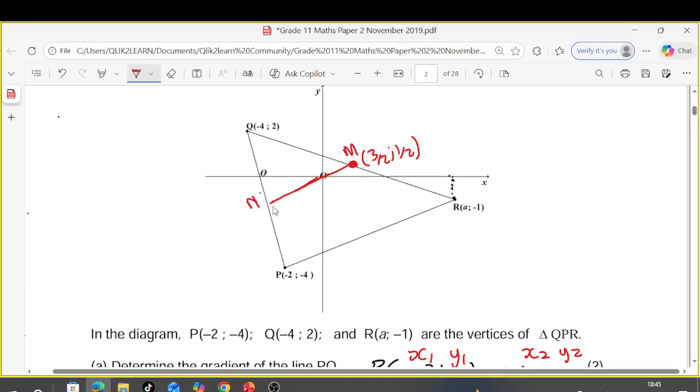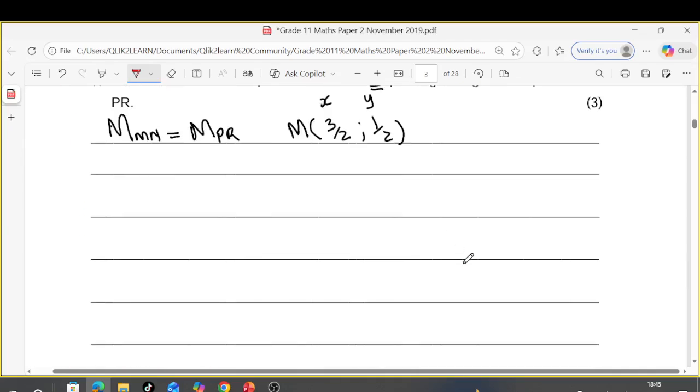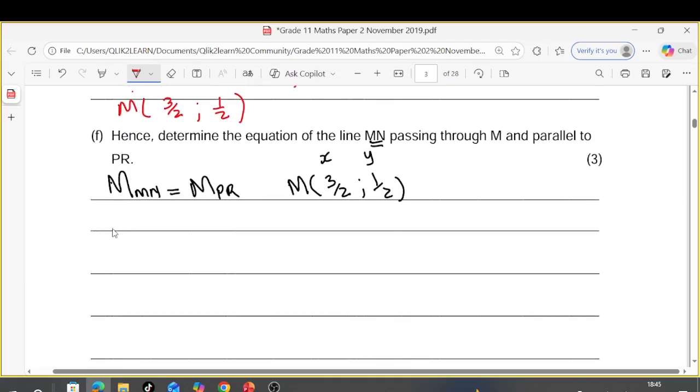This is point M. They are looking for that line, and they tell us that this line is parallel to that line. Remember, parallel lines have equal gradients. If two lines are parallel, their gradients are equal. So far we have everything we need to find the equation of that line. Remember, a straight line has the equation y = mx + c. Here m is the gradient of MN.